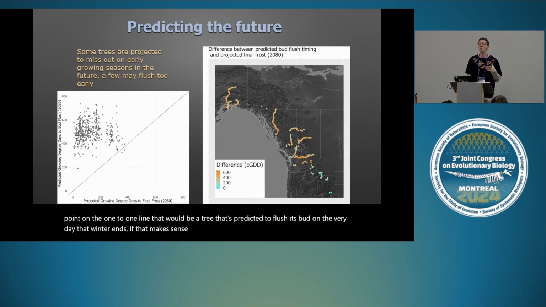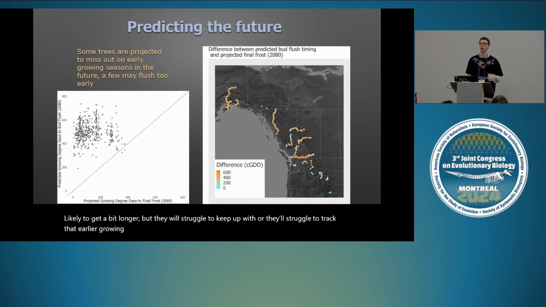So you'll notice most of the points are above the line. That's implying that in those trees' home environments, the growing season is likely to get a bit longer, but they will struggle to keep up with, or they'll struggle to track, that earlier growing season.